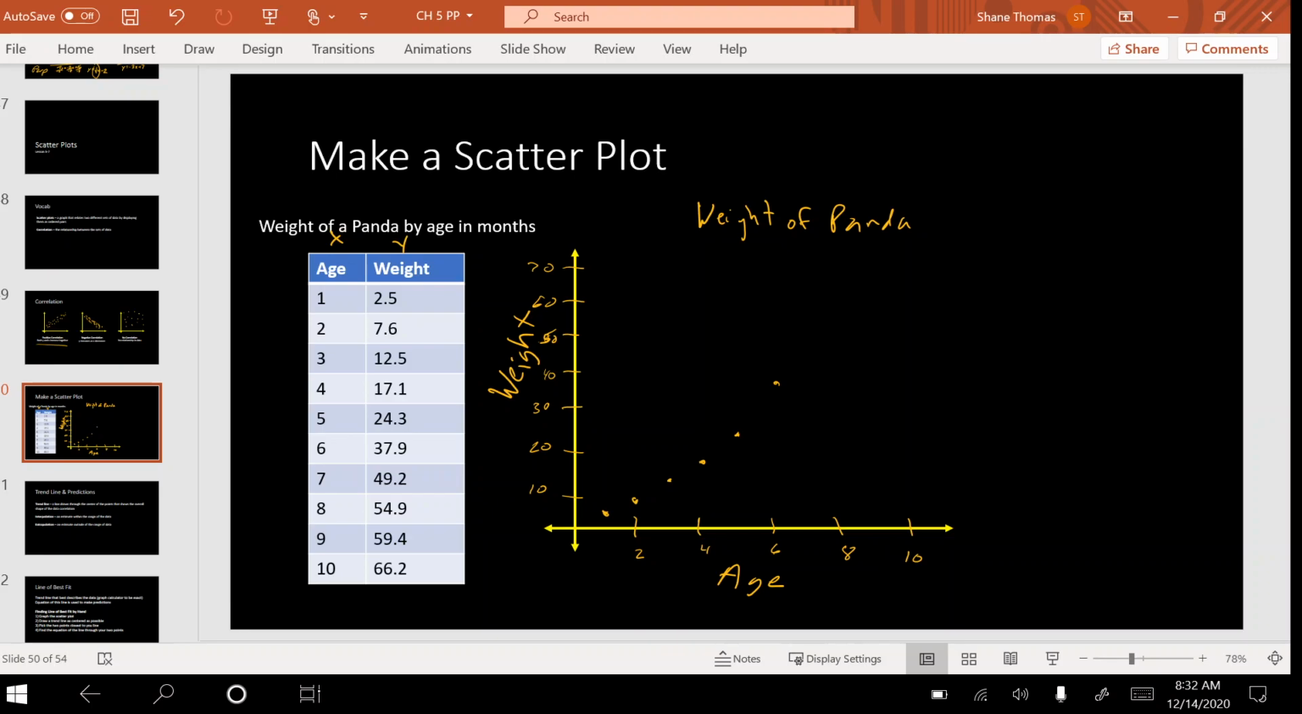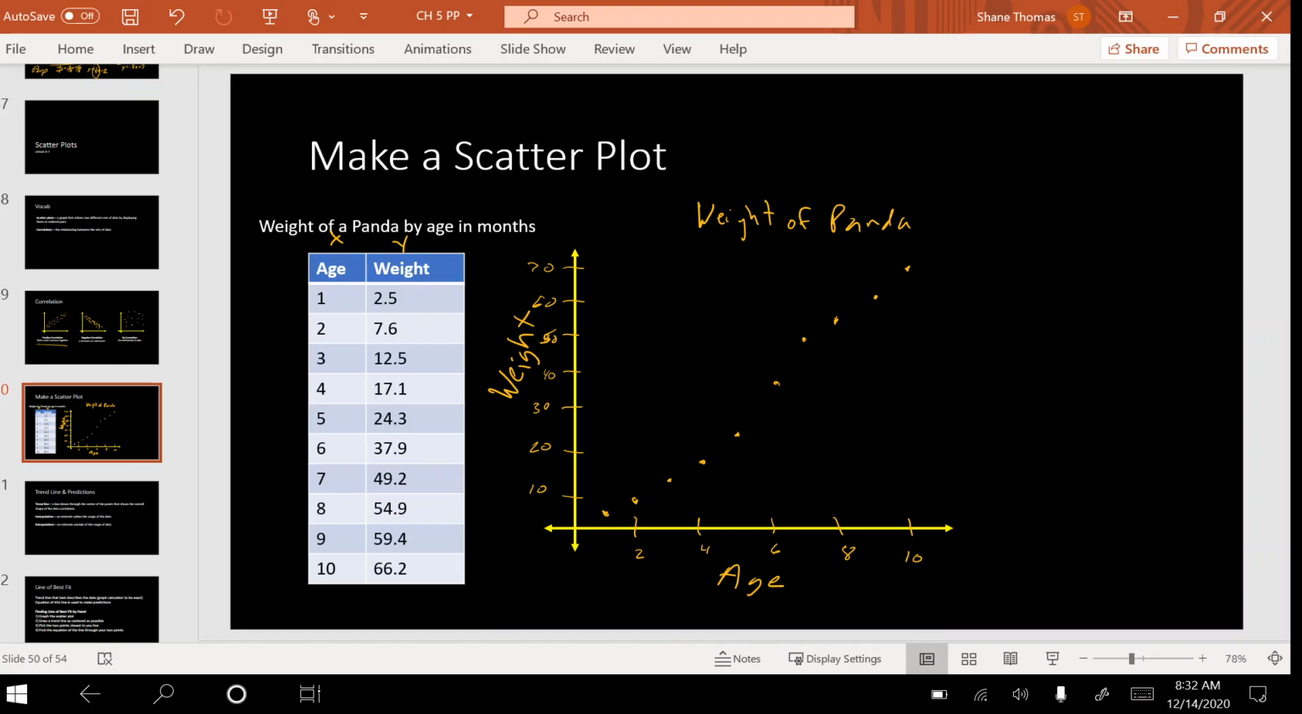7 is 49, so almost 50. And then 8 is 54.9, so it would go up here, right about there. 9 is going to be almost 60, and 10 is going to be at 66.2. So it looks something like that.